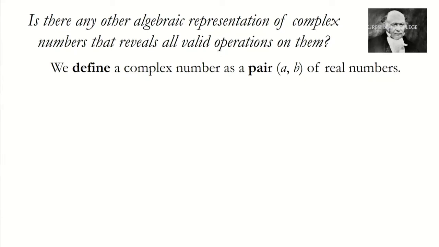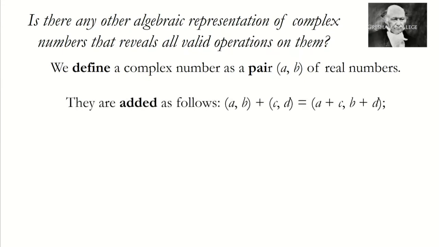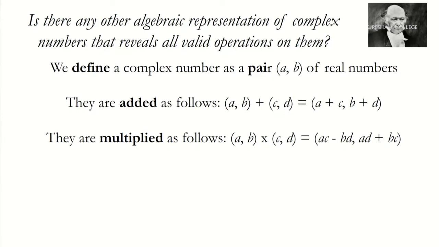And addition is the addition that you would have come up with yourself. If you've got two of these pairs, you add them by adding the first member of each pair and adding the second member of each pair. So that's what addition is for these pairs of real numbers. Multiplication, not so obvious. You don't multiply them by multiplying the first element of each pair and the second element of each pair. It's less obvious. All right.